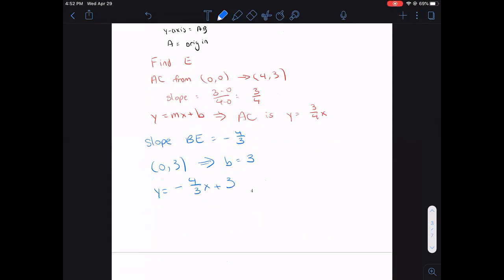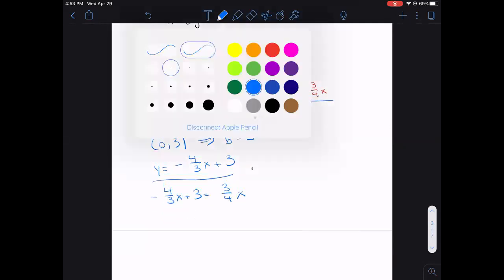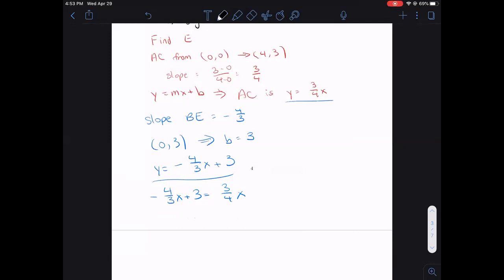Okay, so we have these two equations, and let's solve them. So we notice that they both, oh, somebody solved it really fast. Okay, so we noticed that both of them have y in terms of x. So we write that. And to solve this, we multiply both sides by 12 because we don't like fractions.